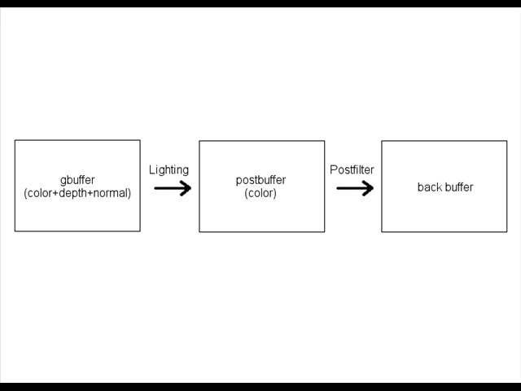To render post-processing effects, we're going to use an additional buffer. We'll first render the scene to the gbuffer, then render lighting onto the postbuffer. In the last step, we'll draw the postbuffer color texture onto the back buffer with post-processing effects applied, as shown in the diagram. The first two effects we discuss will only use draw settings, while more advanced effects will use a postfilter shader.